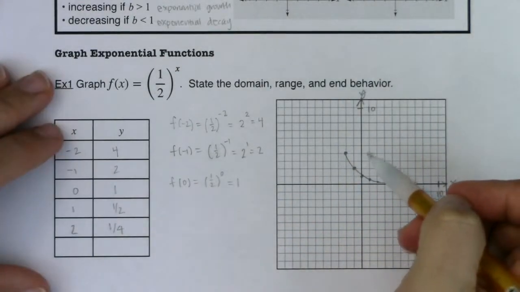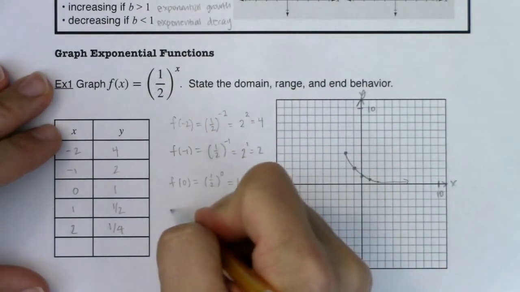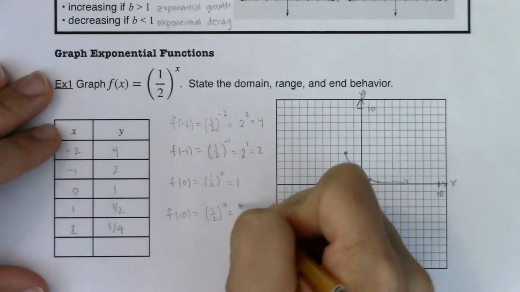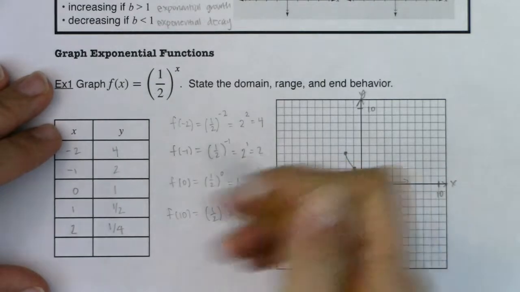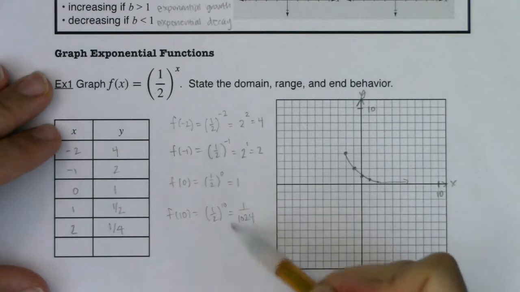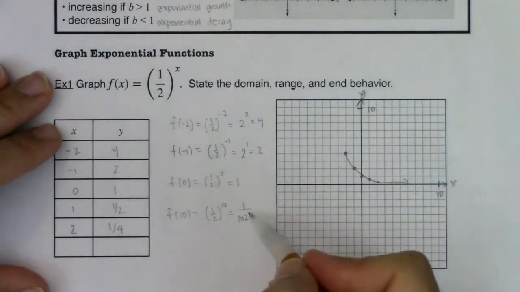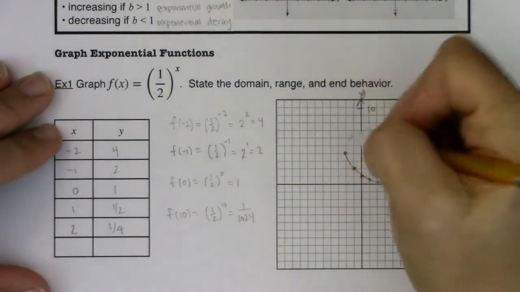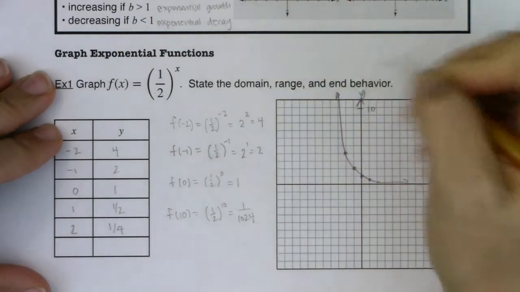I'm never gonna have a y value of 0 because even if this exponent gets really, really large, imagine something like f of 10, it's 1/2 to the 10th. And I think, if I remember, 2 to the 10th power is 1,024. I think that's correct. But you can see this number, yes, it's small, but it's never going to go to zero, right? I'm gonna have a really, really large denominator, but it's a positive fraction, so I'm always gonna be slightly above the x-axis. All right, and then on the flip of this, this thing is headed up like that.